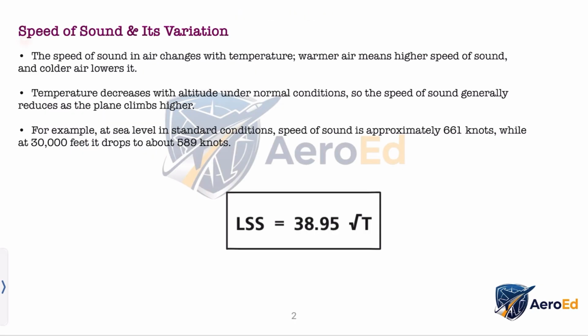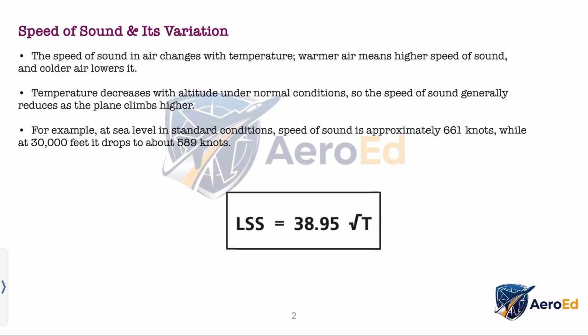Next, we're going to study about speed of sound and its variation. The speed of sound in air changes with temperature. First I will explain the relationship between speed of sound and temperature. Warmer air means higher speed of sound and colder air lowers it. So we can say that the speed of sound and the temperature are directly proportional, as warmer air has more speed of sound and colder air has less speed of sound.